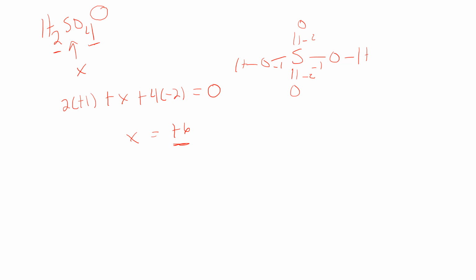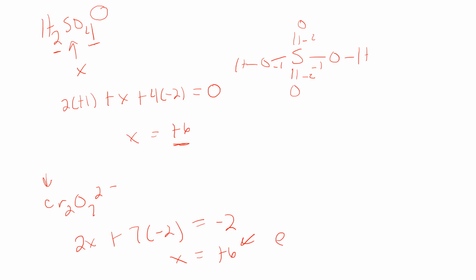Let's look at another case. Look at dichromate. If I want to still figure out what Cr is, what I want to do is 2x plus 7 times -2 equals -2. x should be equal to plus 6. Now, when you're looking at this, this means that each chromium is plus 6. You want to keep that in mind.